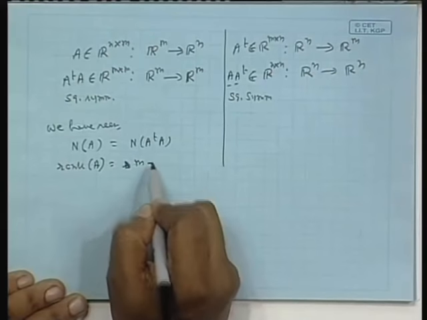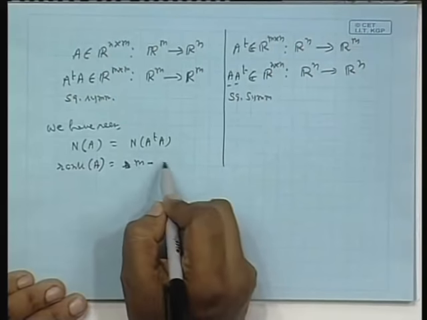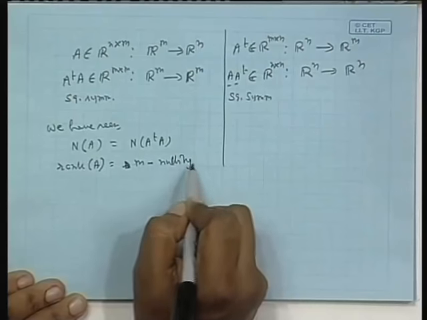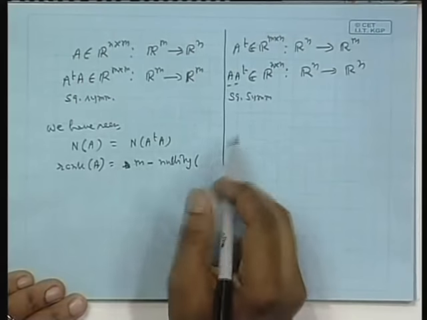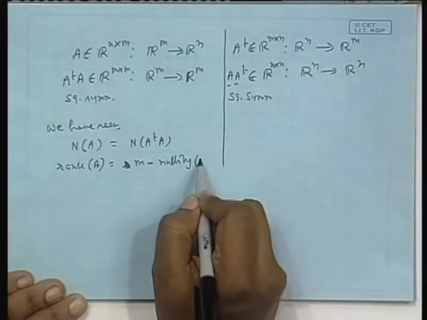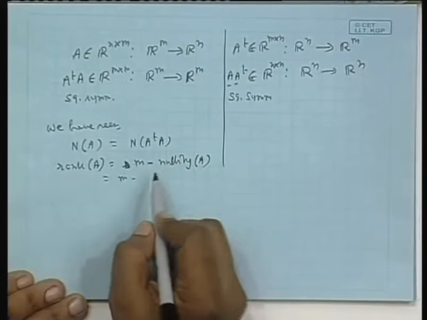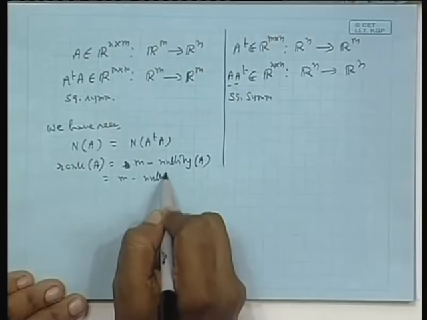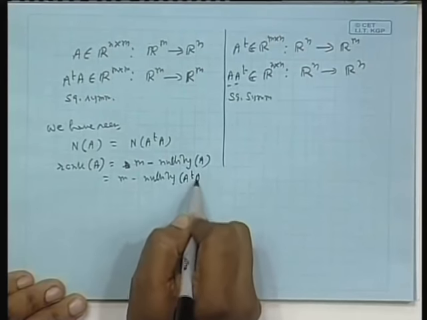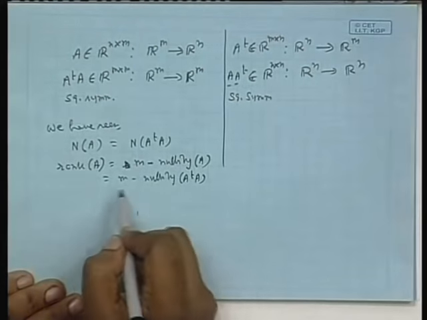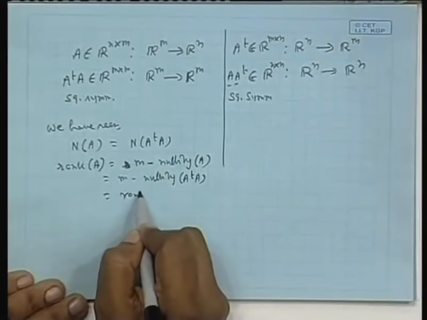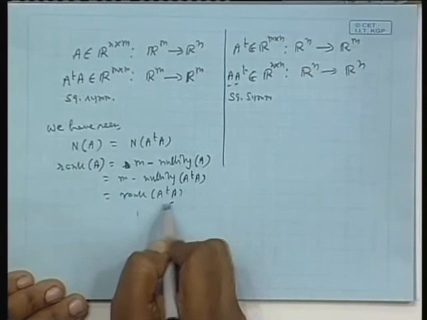That is, in case you have forgotten, m minus the nullity, the dimension of the null space of A, but the null space of A and the null space of A transpose A are the same. So m minus nullity of A, as well as nullity of A transpose A, because the two spaces are the same, their dimensions are the same, but this is equal to the rank of A transpose A. This you have seen in the previous class.